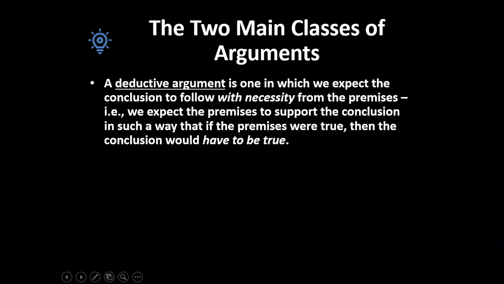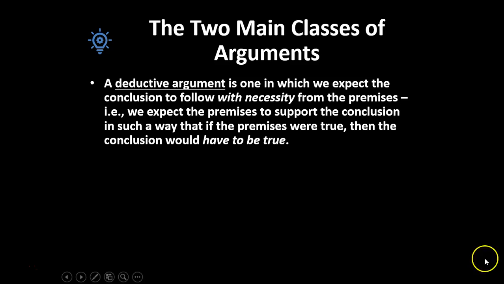So first, a deductive argument is one in which we expect the conclusion to follow with necessity from the premises. So we expect the premises to support the conclusion in such a way that if the premises were true, the conclusion would have to be true, right? So if you assume the premises are true, then the conclusion would have to be true as well. It kind of follows like math.